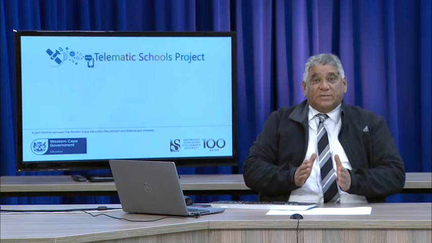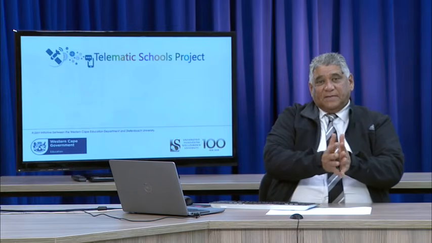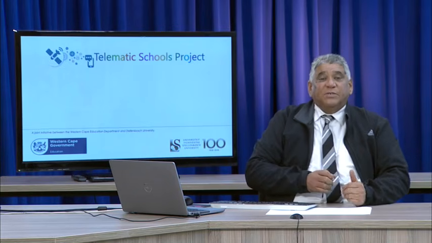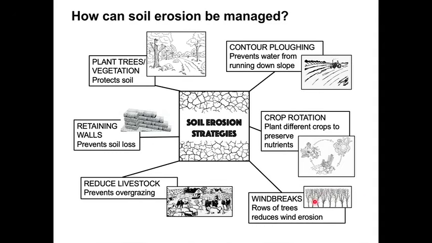They are there as windbreaks. In other words, if the wind blows from a certain direction, it's going to hit the trees, and the trees are going to absorb most of the wind speed, and therefore erosion can't take place. Right. The other thing that you can do to manage soil erosion is to reduce your livestock.